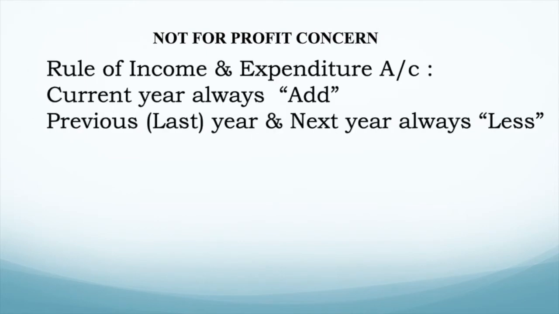In this video, we'll start with the last slide discussed in video number 2, that is the Rule of Income and Expenditure Account. Current year always add, previous year, that is last year, and next year always less. This concept is very important as it will help us to solve the question easily. So let us revise it and discuss it in detail.